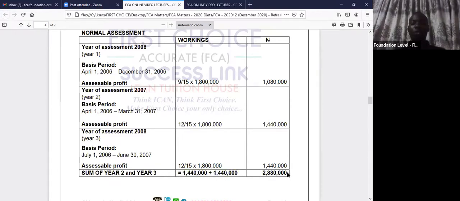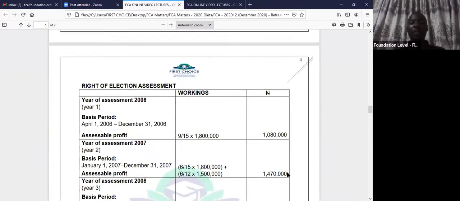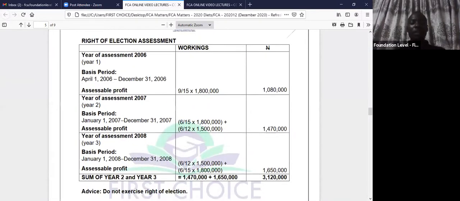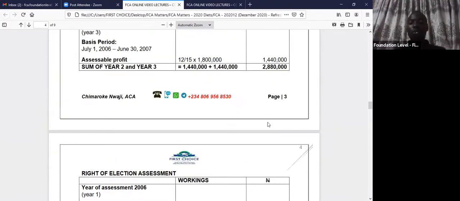Then I'm going to do another one, right of election. Forget about this year 1 I did here, it's just for illustration purpose. It's for year 2 and year 3. Then I'm going to sum them again. And now I'm comparing 3,120,000 with 2,880,000. So what happens? You as a taxpayer will know that the smaller figure will favor you.